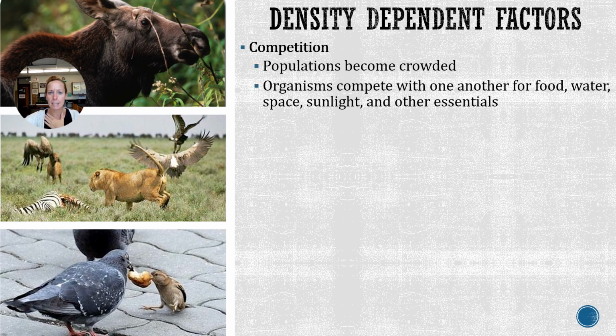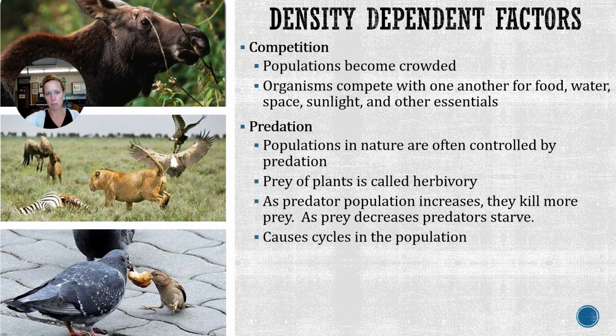Some more density dependent factors. So specifics about them: competition, populations become crowded, organisms compete with one another for water, space, sunlight, anything essential. For predation, populations in nature are controlled by this. Predation on plants is called herbivory. We said that earlier. As predator populations increase, they kill more prey.